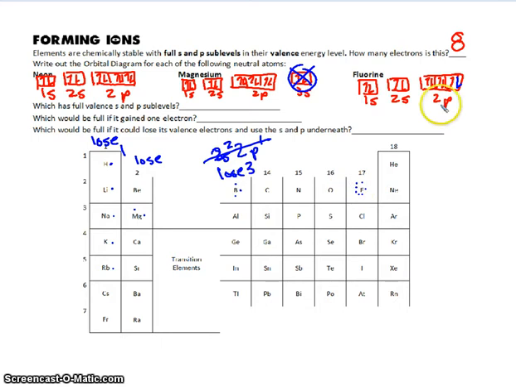And then over here is fluorine, where we can see that it has room for 1 more electron. So if it gained 1 more electron right here, then it would have a full valence energy level. So these gain 1.